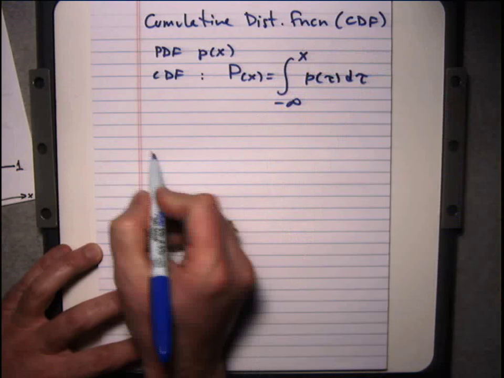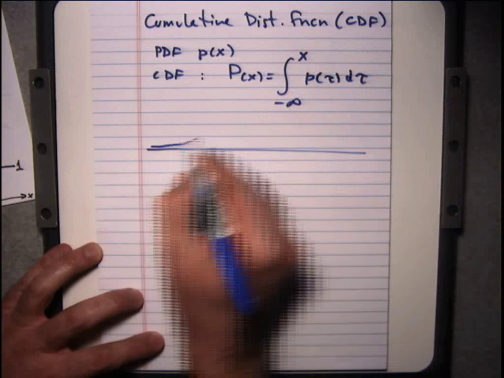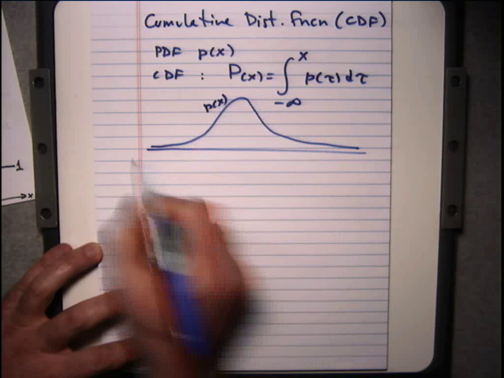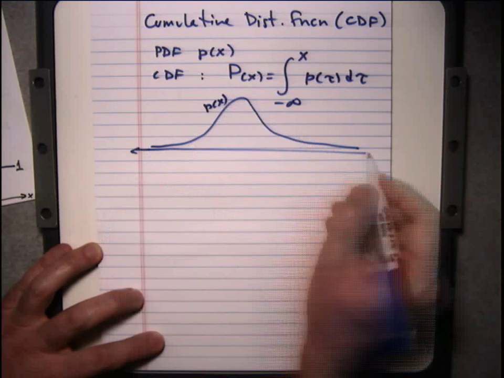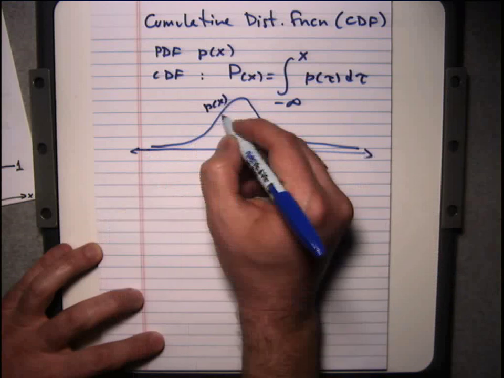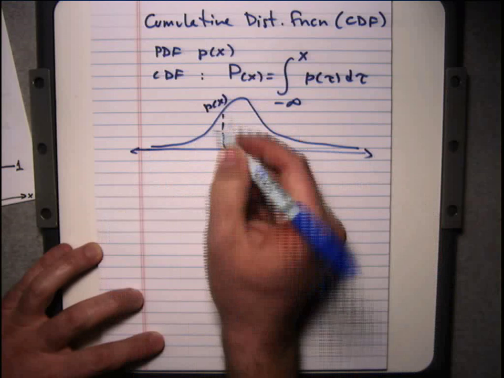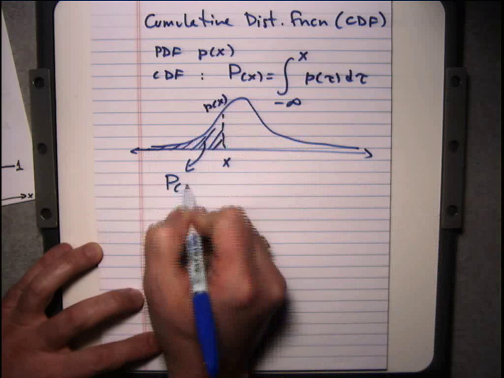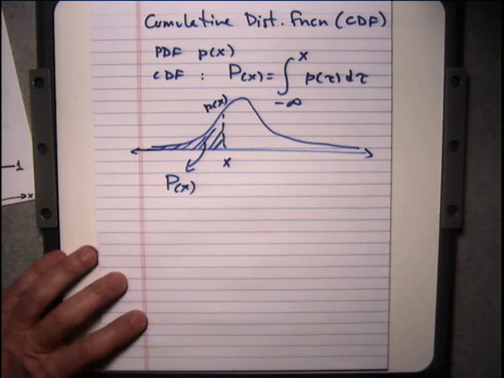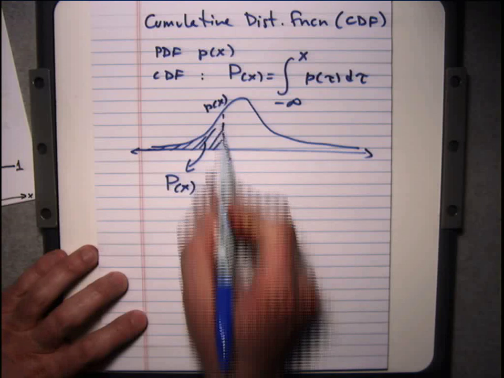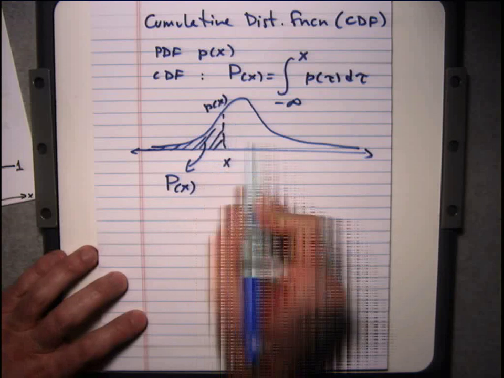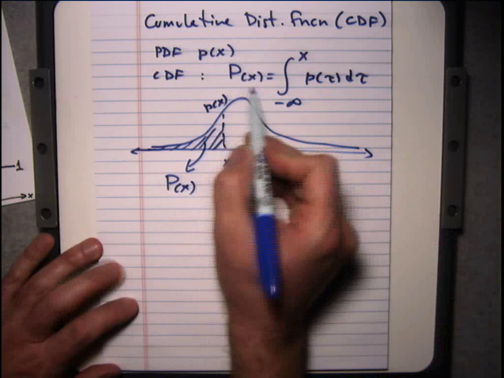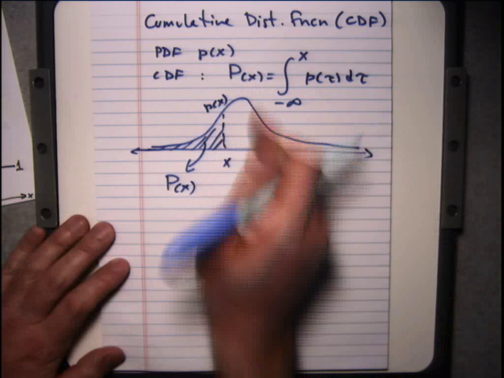Okay, so if the PDF looks like this, let's say this is little p of x, then you go from minus infinity to some value x, and this area is the value of the capital P of x. Now if I take this x and keep moving it to infinity, as x goes to infinity, this value has to be equal to 1, because I'm looking at the area under the entire curve.